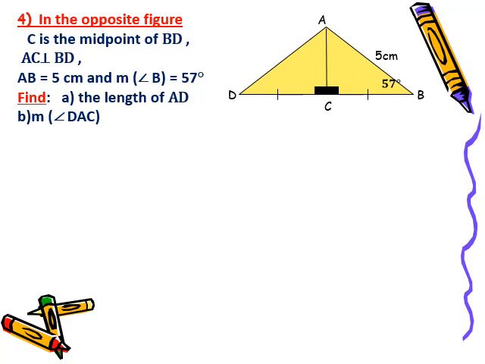For example, in the opposite figure, C is the midpoint of BD and AC is perpendicular to BD, and AB equals 5 centimeters, and measure angle B equals 57 degrees. Find the length of AD and measure angle DAC. We have the angle is right, and we have two sides are equal, and we have the side is common. Then side, angle, side, not right angle, hypotenuse, side.